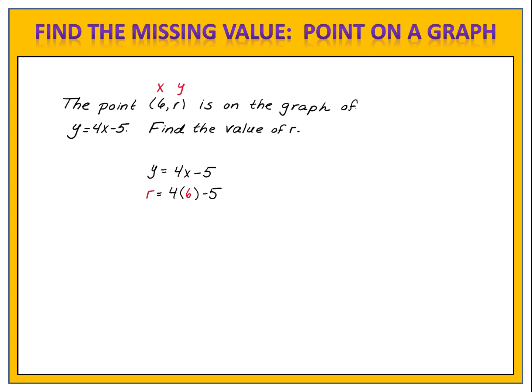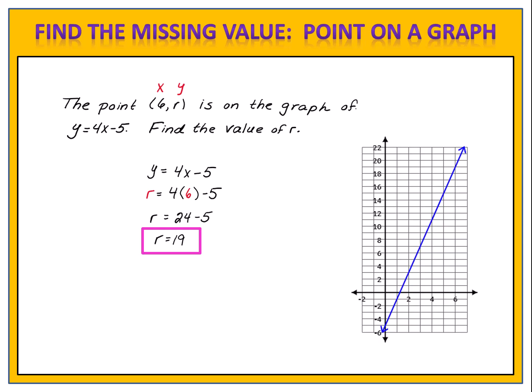And now we work through to solve the equation. We have 6 times 4 is 24, and 24 minus 5 is 19. The value of r is 19, so the point is 6, 19. We could verify this by looking at the graph of the equation. If we go where x is 6 and find that point on the graph, we find that the point is 6, 19, which confirms our value for r.